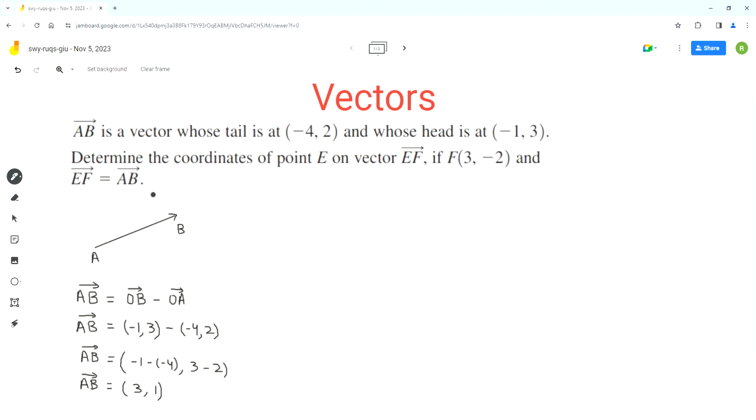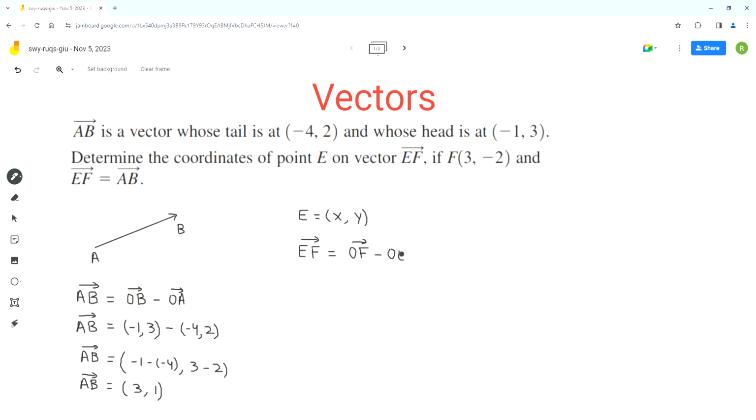Now we'll analyze the other vector EF. So we have to find the coordinates of point E. Let's assume point E is (x, y). So we have to find the values of x and y. Now we are given that vector EF is equal to vector AB. So first let's find what vector EF is equal to. We'll use the same steps as we did for AB. We'll break down vector EF into its position vectors, which is OF minus OE.